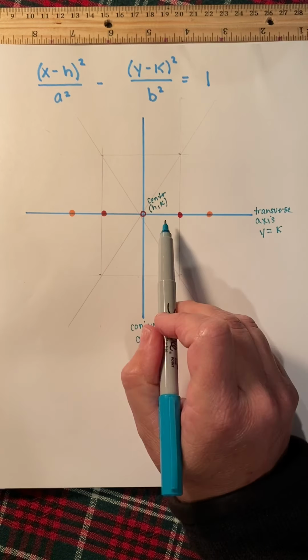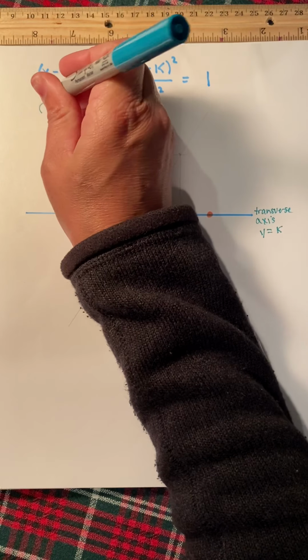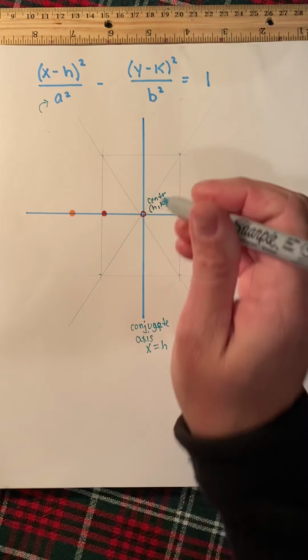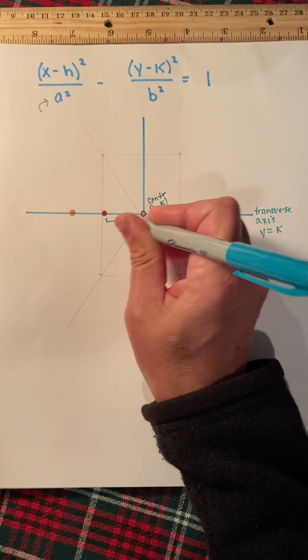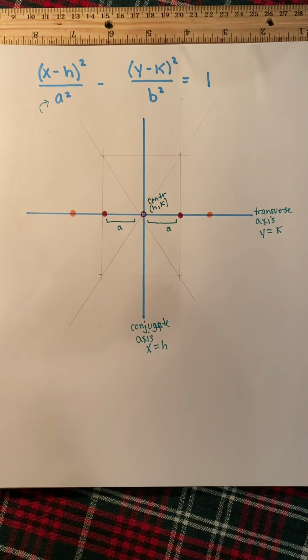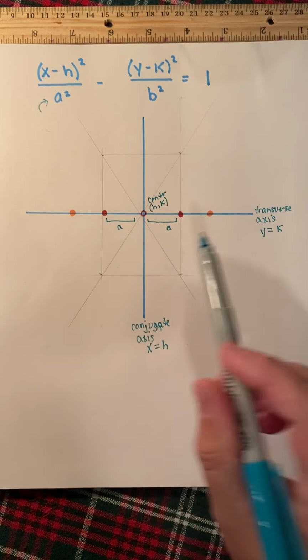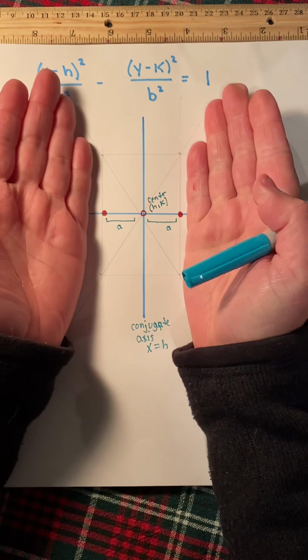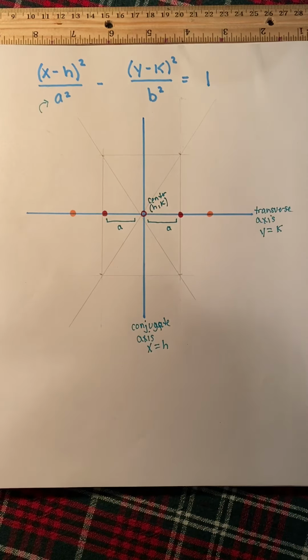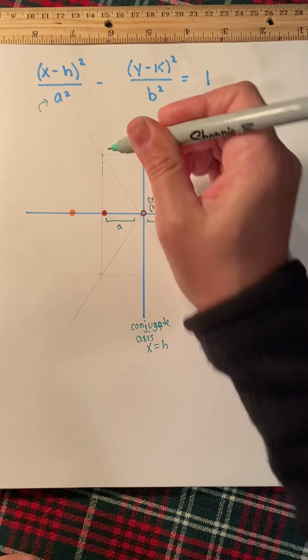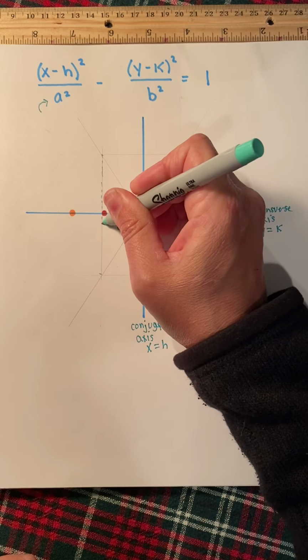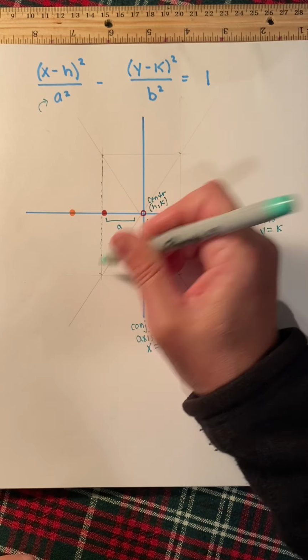The distance from the center to the vertex, well, we find the value of a by taking the square root of that denominator. So this distance is going to be a. This distance is going to be a. Right? And then we draw a box with vertical lines from a. So we go a units to the left of the center. This is not part of the graph, but it is direction to help us find the graph.